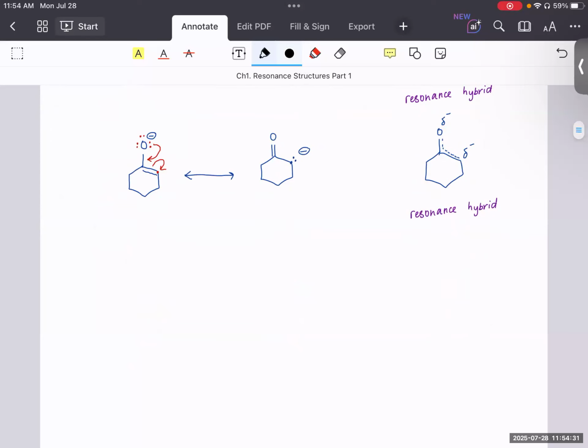Here I want to take a moment to write out some tips and tricks. These are addressing some of the most common errors that I see students make. The first is to draw in all hydrogens that are relevant.